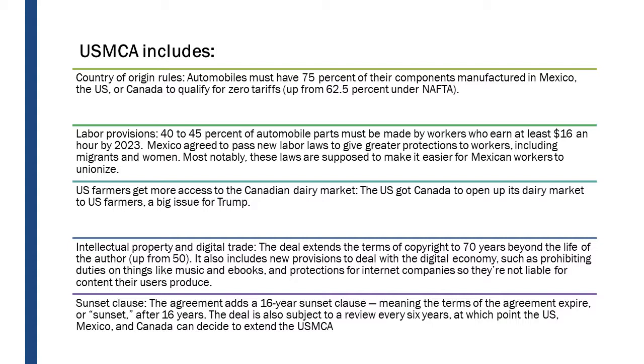And for intellectual property and digital trade, the bill extends the terms of copyright to 70 years beyond the life of the author, up from 50. And the sunset clause: the agreement adds a 16-year sunset clause, meaning the terms of the agreement expire, or sunset, after 16 years. The deal is also subject to a review every 6 years, at which point the US, Mexico, and Canada can decide to extend the USMCA.